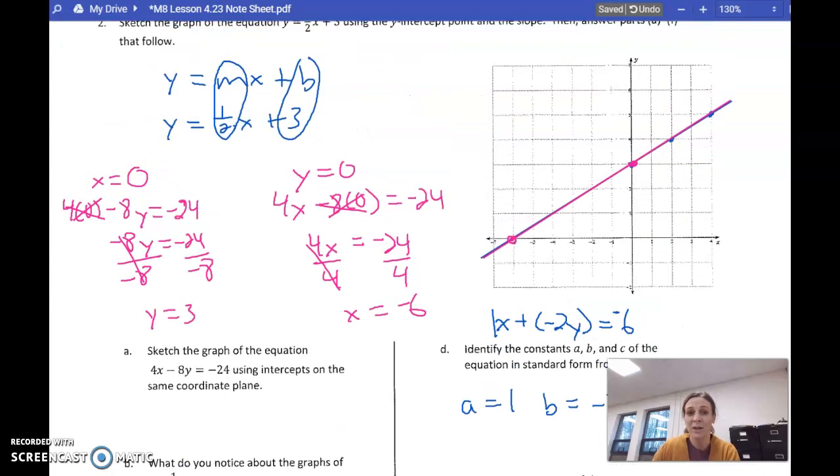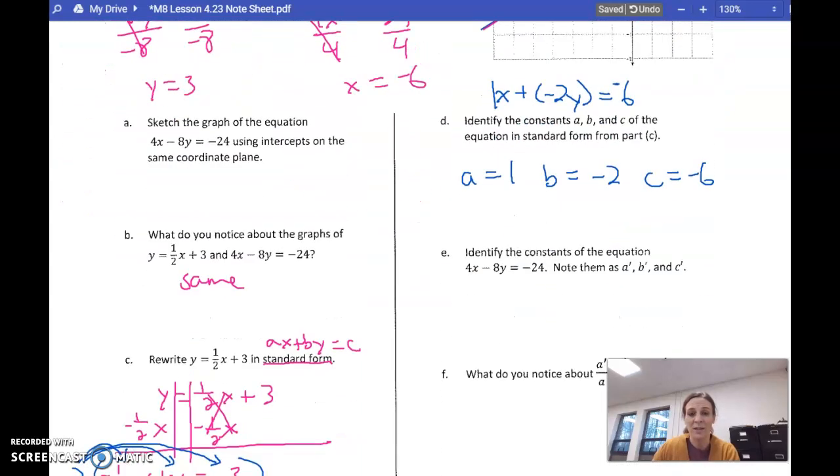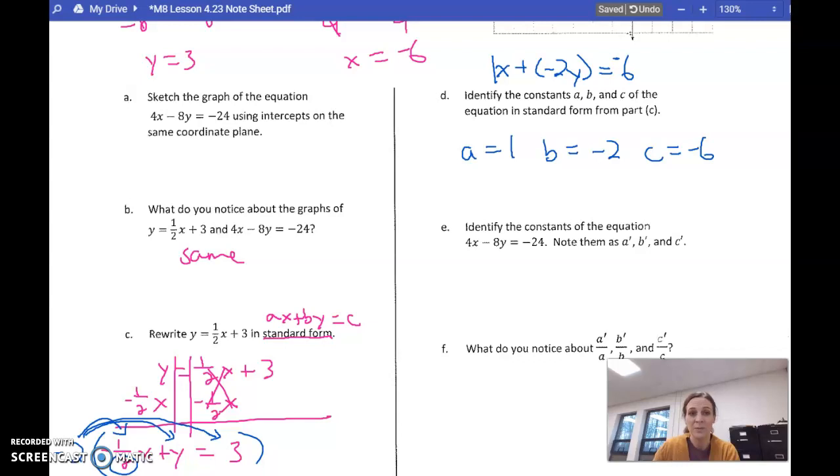So now we're going to go back to this one right here. And I'm going to say this is the prime, remember. A prime is 4. B prime is negative 8. Please don't forget that that's a negative. If you need to, remember, change things to addition. Keep, change, change. It's a negative 8. And then C prime is negative 24.